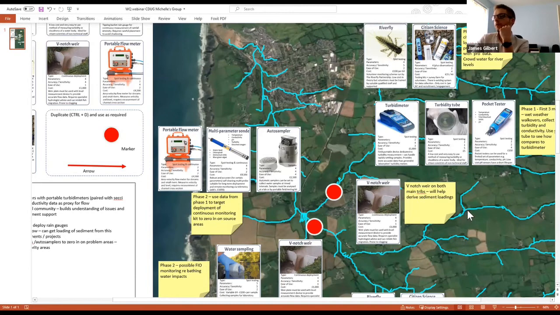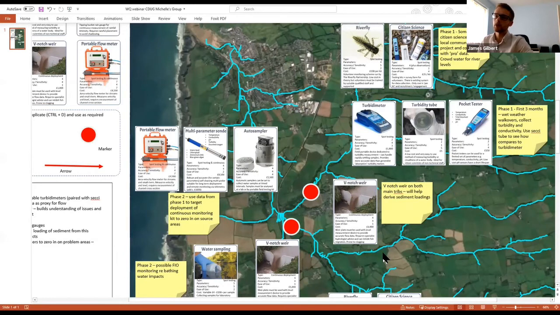And most importantly, these investigations would be targeting wet weather events, but not entirely, the thinking being obviously that the sediment loss is driven by wet weather events. So that 3 months would go to inform deployments of in situ equipment and other sites that would come into play in phase 2.